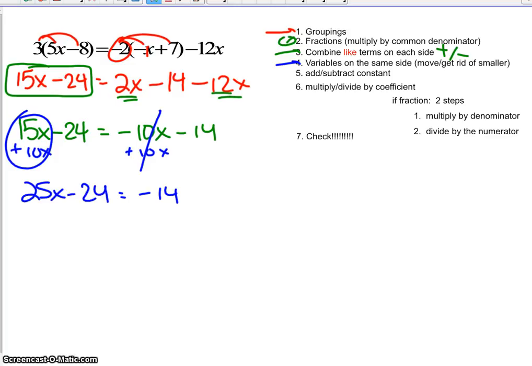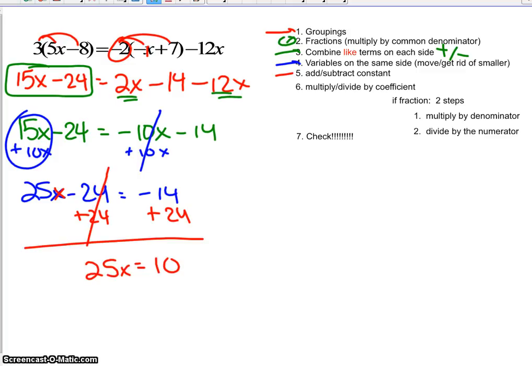We're at a 2-step. Add, subtract, constant. Here's my variable, x. Get rid of the constant, the part without the variable. Get rid of the -24, +24. Gone. Again, positive and a negative, more positives, 24 minus 14. Divide by 25.